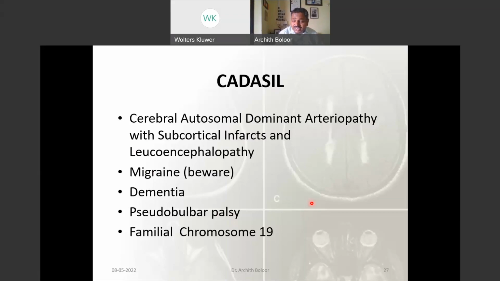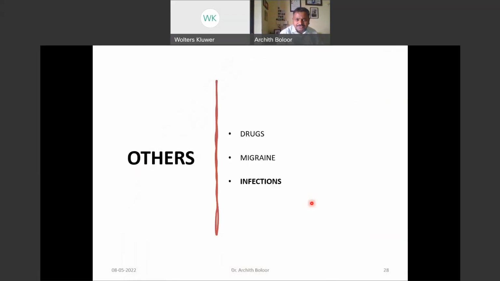These are the patients who have multi-infarct states, and this has a strong familial inheritance related to chromosome 19. Drugs, a large number of drugs, not only the illicit drugs, you could have oral contraceptive pills, steroids that we use, various immunological agents, all of them can cause stroke. Migraine we'll be discussing later.